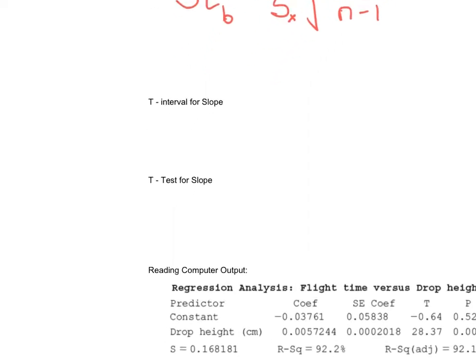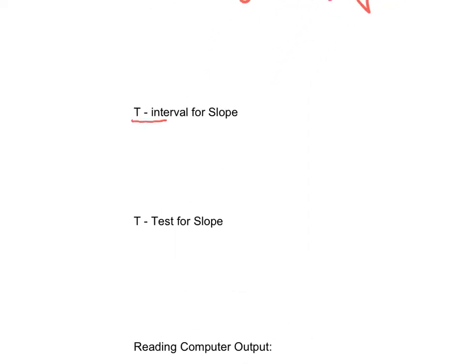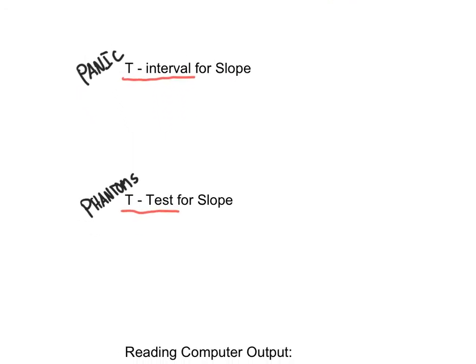All right, we're going to be doing 2 things. We're either going to be doing an interval or a test, right? So, are you saying panic or are you saying phantoms? Okay, so we just need to fill in the pieces. So what does the actual interval for slope look like? That's going to be the next key that we're looking for on this.